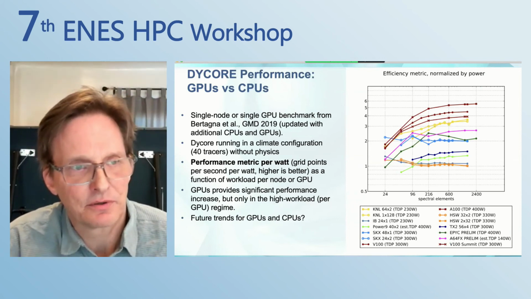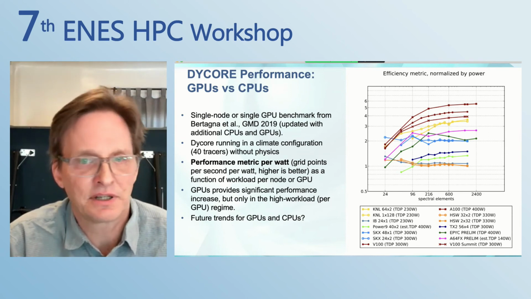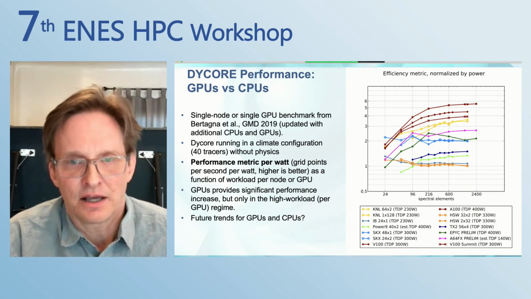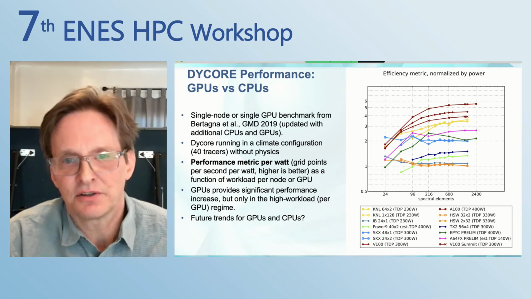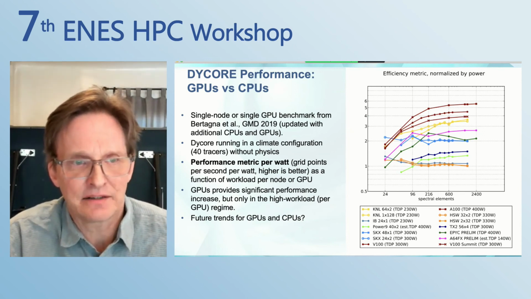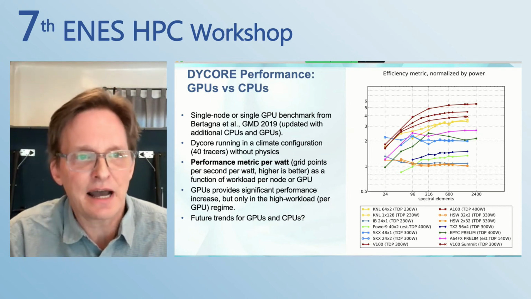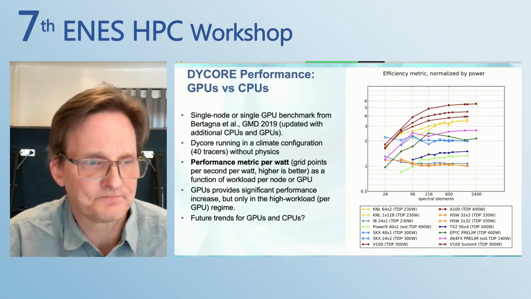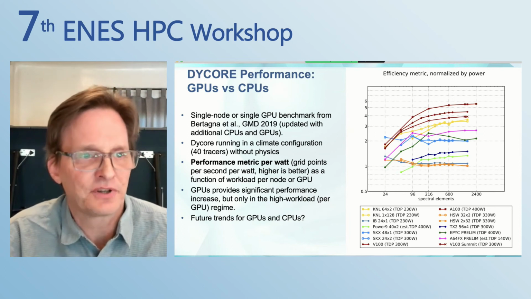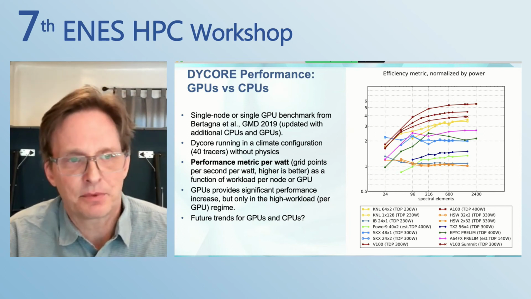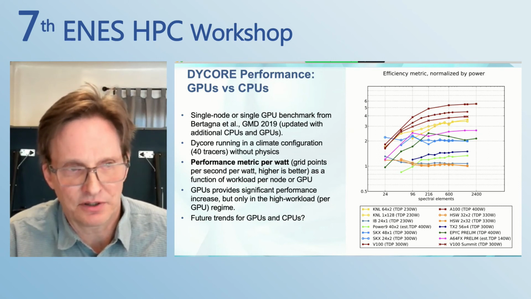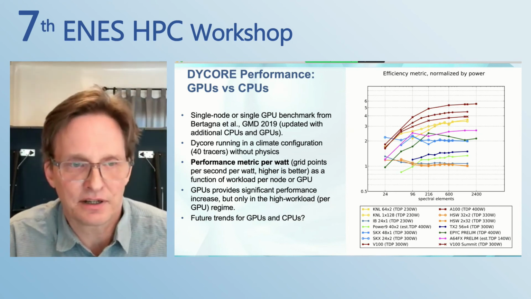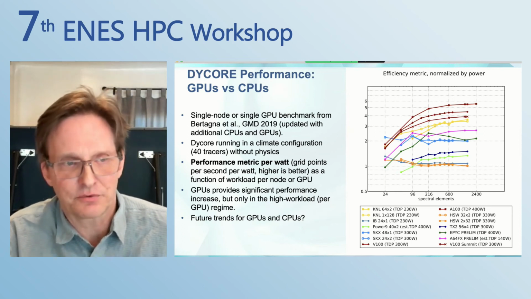So once we were happy with the C++ code on CPUs, we did a lot of work comparing different CPUs and GPUs. This is a plot that we like to maintain showing single node comparison. So we have a variety of CPUs, usually single node dual socket, but in some cases like the Fugaku, it's a single CPU, single node, just because of how that chip is produced. And it's from this GMD paper, but we've updated it with additional CPUs and GPUs. This is our dycore, so it's a single node benchmark, but the dycore is configured as it would be in a climate configuration, time steps and such, 40 tracers.